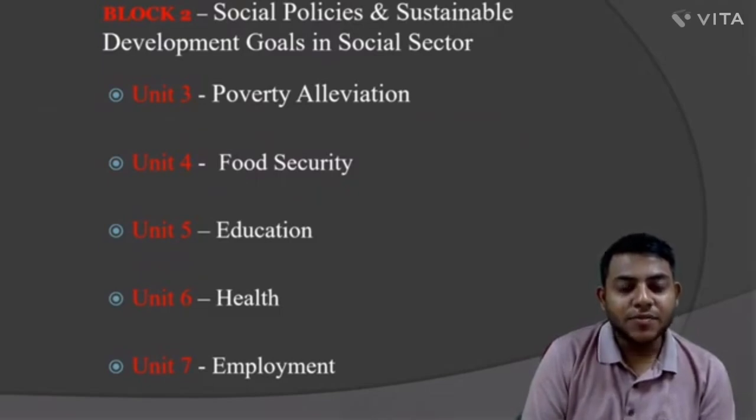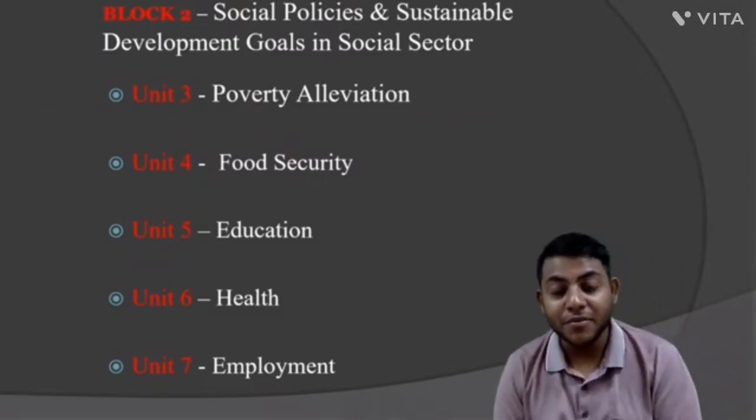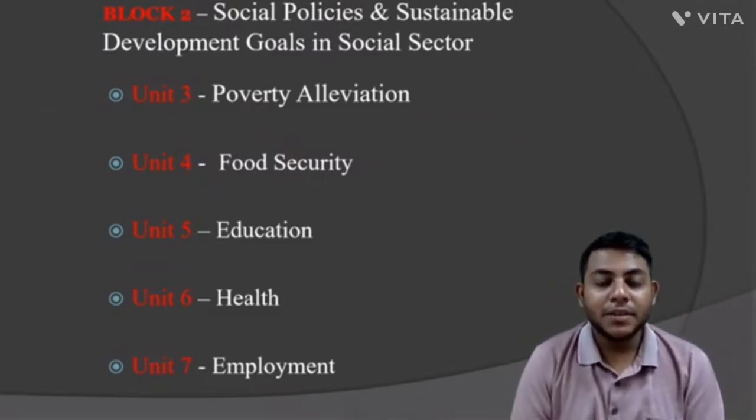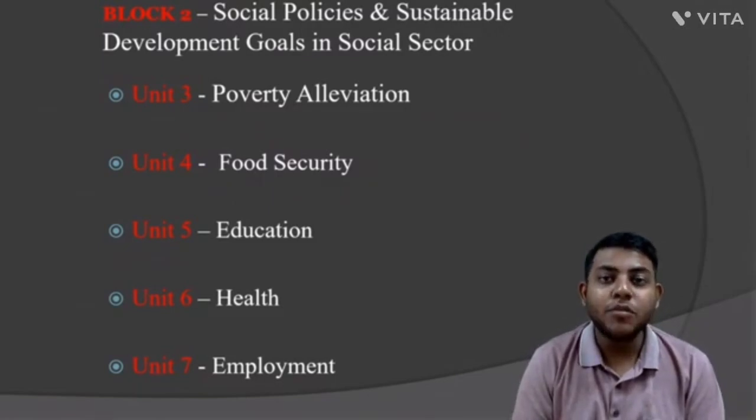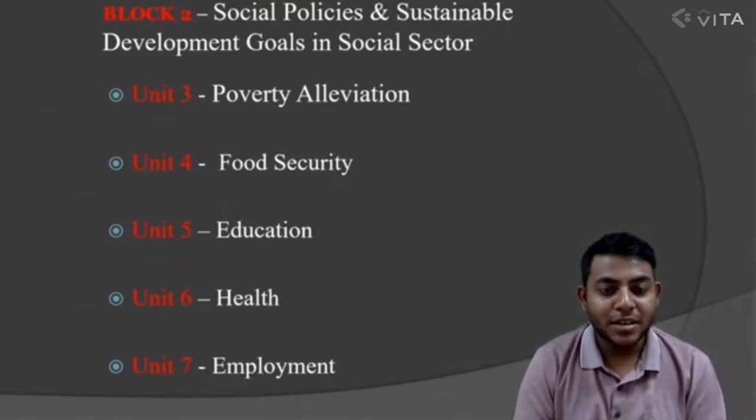This fourth unit that we are going to do, which is food security, is pertaining to Sustainable Development Goal 2, that is end hunger in all its forms everywhere, achieve food security and improve nutrition, and promote sustainable agriculture. That is the second Sustainable Development Goal, and our fourth unit is related to that. We'll do that in today's class, and after that we will do the fifth unit.